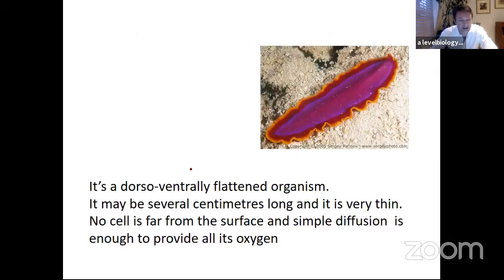Now, as we get larger, we've got some other options. So, for instance, this is a flatworm, which by its name is flat. So it's got a large surface area, it's very thin, it's also ectotherm, it's got a low metabolic rate. So simple diffusion is quick enough, and no cell is too far from the surface to get enough oxygen. So that's a flatworm.